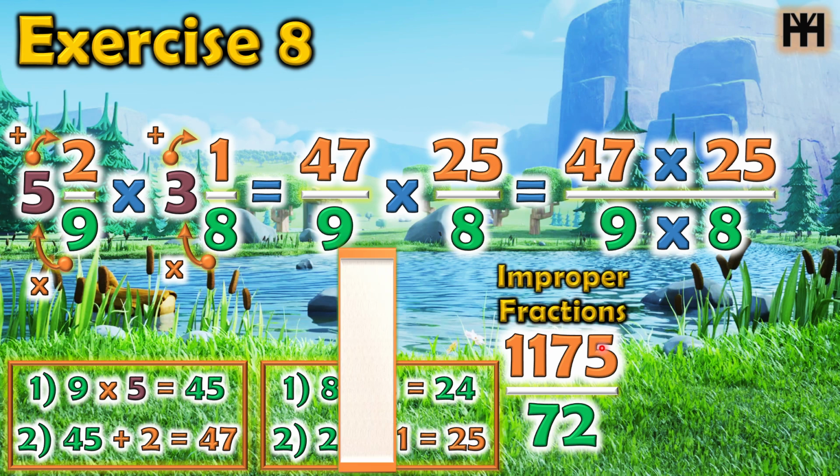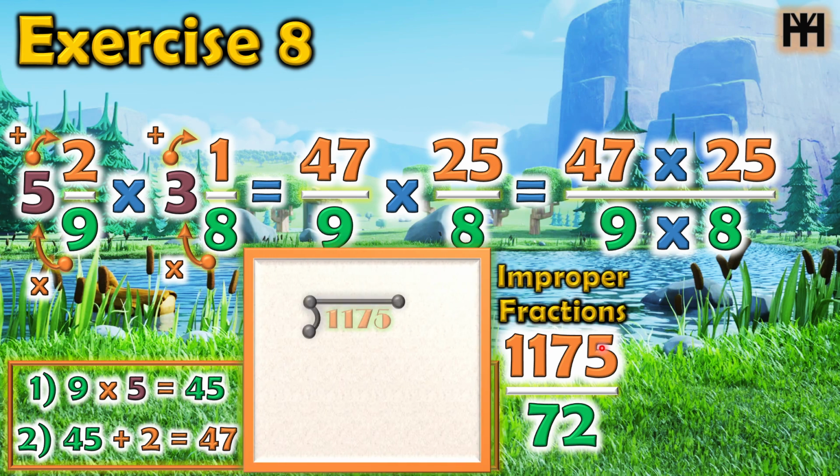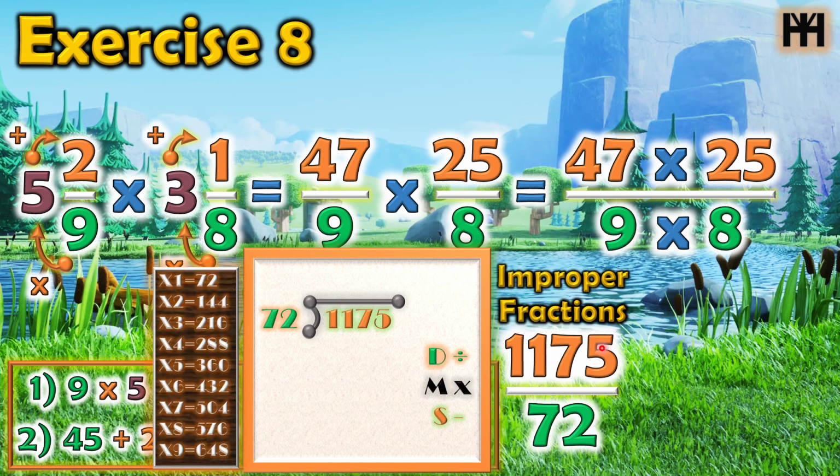Okay, so this is an improper fraction, so we need to simplify it. So it's 1175 divided by 72. So let's make like a table for 72, so you know which numbers we need. Okay, first, 1 divided by 72, can it be? No, it can't be, so 0. 11 divided by 72, still can't be, so add 0 here.